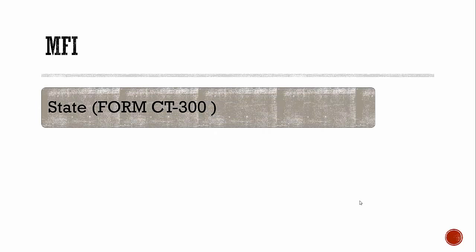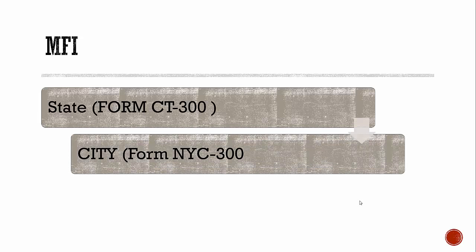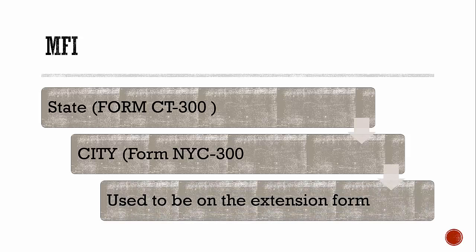Okay, so what's the name of the form? On the state, it's Form CT300, and that files both for the state and the MTA tax. Then on the city, this form is New York City NYC 300, same digits, just different prefix. So that is what's required. And like we mentioned before, it used to be on the extension form, and now it's not. It's a separate form.